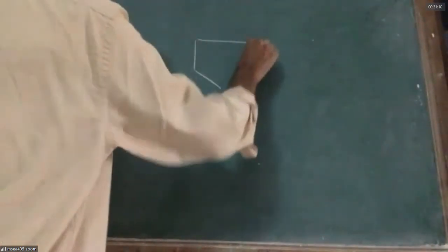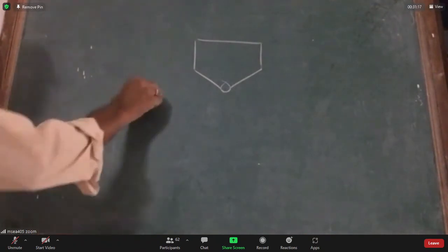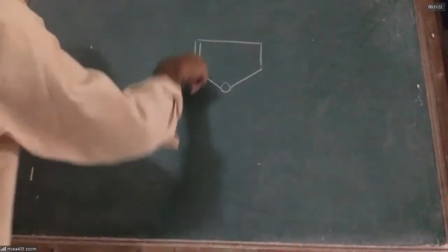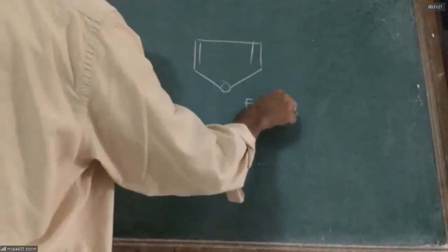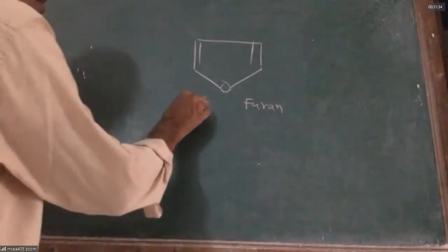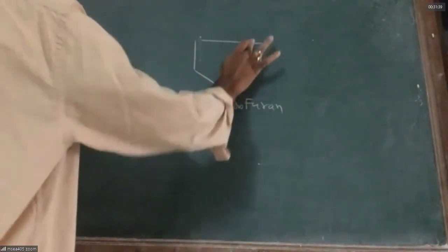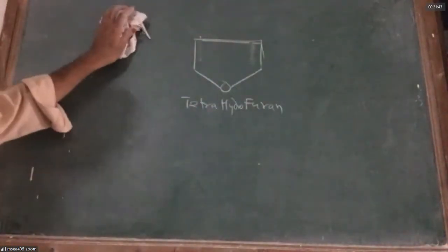Can you tell what is the name of this compound? Tetrahydrofuran. It is also a cyclic ether. So if I am putting 2 double bonds here, it is called furan. Furan is an unsaturated cyclic ether. Tetrahydrofuran: here you remove double bonds by adding hydrogens. They are all cyclic ethers. Can you see them, sir?